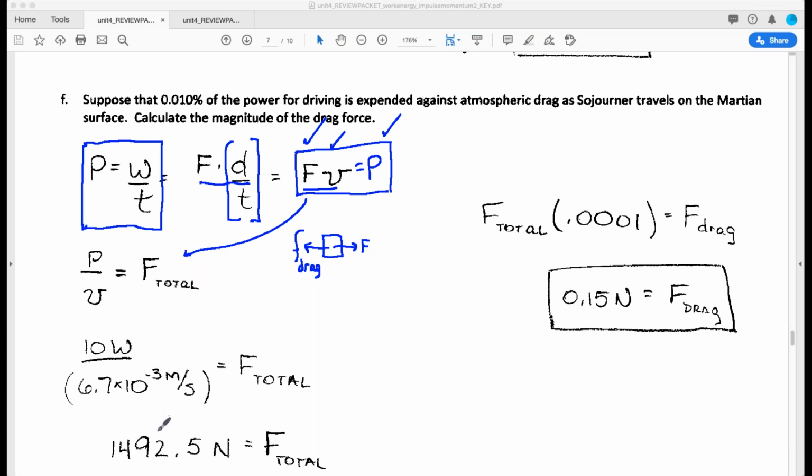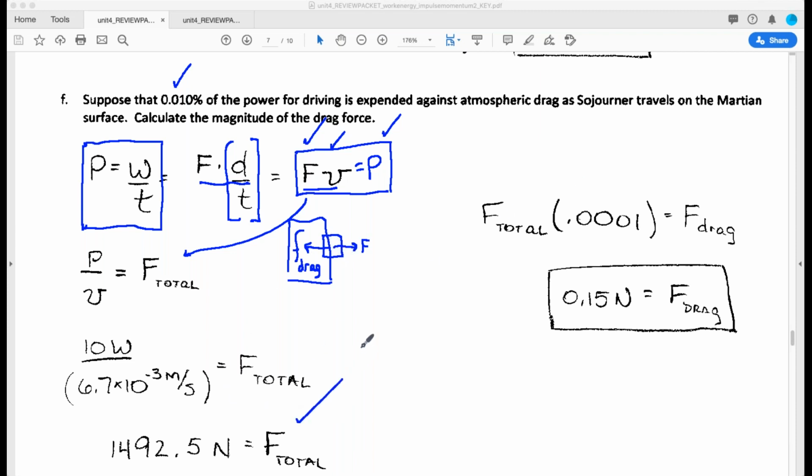You know, roughly 1,500 newtons. And here's where the 0.01% comes in. This is kind of where I erred when I initially made this. This should be the sum of all the resistive forces, but only 0.01% of that power is used to overcome drag. So there are other things acting to the left, and drag is only 0.01% of it.